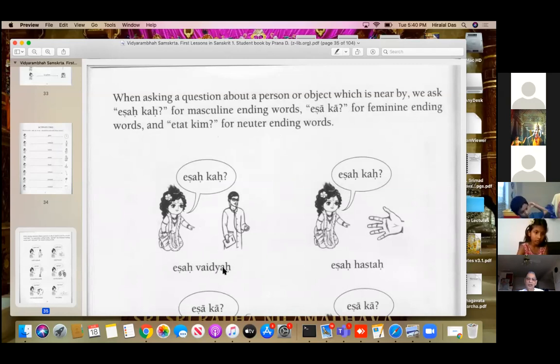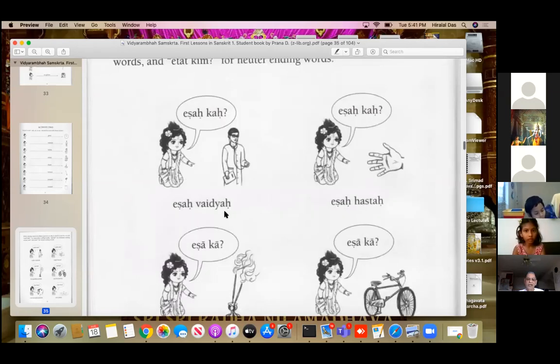If it is masculine, we ask the question Esa kaha. Who is this? Esa vaidya asti. This is a doctor. Similarly here, Esa hastaha. The question is Esa kaha. What is this? Esa hastaha asti. Like that.